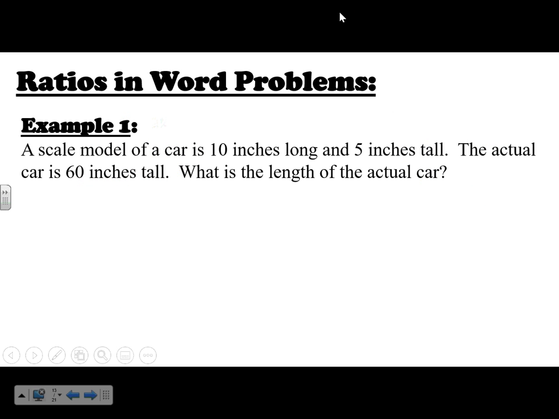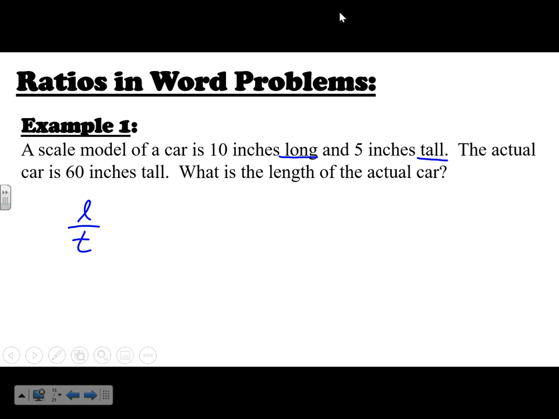So let's move on to some real-world problems. So this example 1, a scale model for a car is 10 inches long and 5 inches tall. So the scale model, one thing I like to do right away is I'm going to make this a fraction. But before I make it a fraction, one of the important things is staying organized with what you put in the numerator and what you put in the denominator. So I'm going to put long and tall. I just like to put a fraction that is L over T. So my L is on top, my T is on bottom. We'll talk about that in a second.